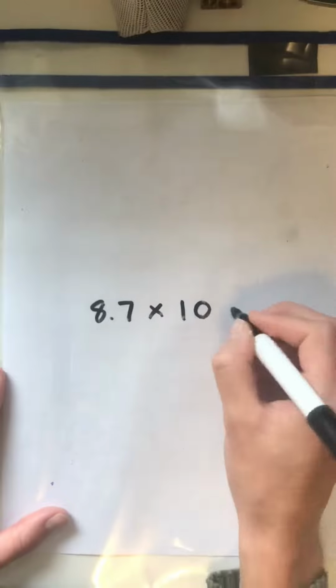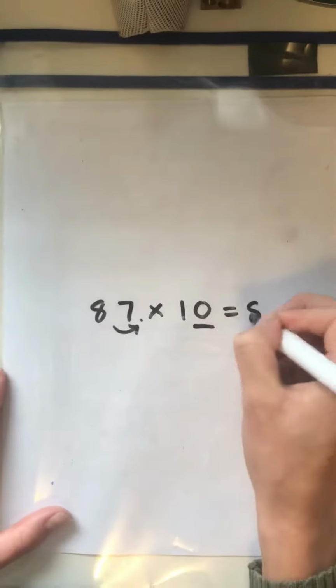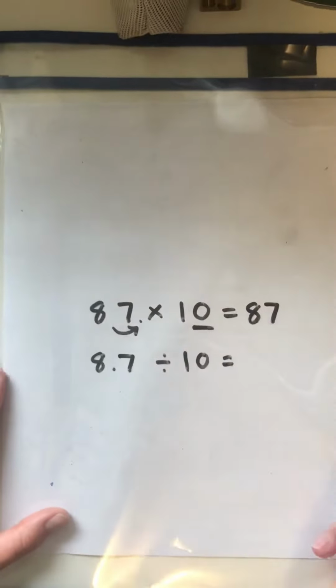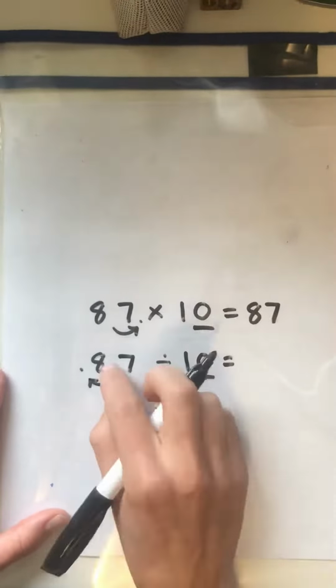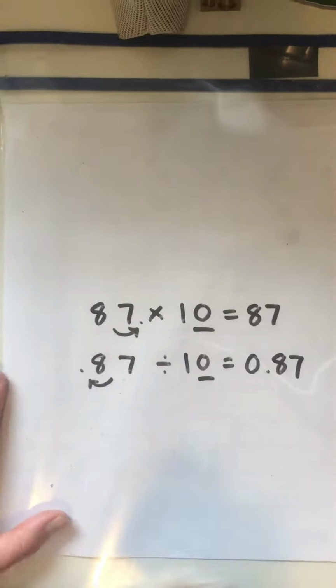Let's try it with a number that has a decimal. 8.7, 10 has 1 zero. I move it one space to the right, and my number goes from 8.7 to 87 when I multiply by 10. If I divide by 10, it goes the opposite way, and my number becomes 0 and 87 hundredths.